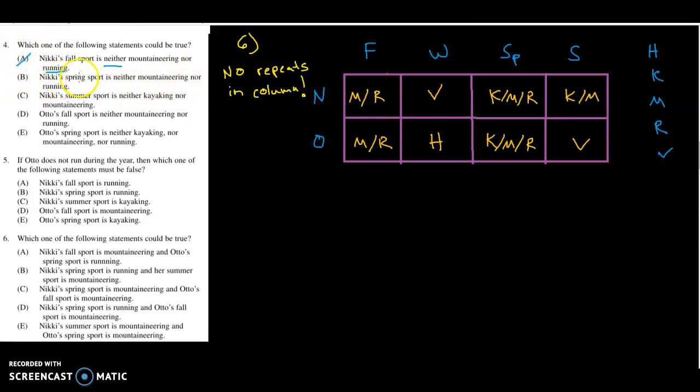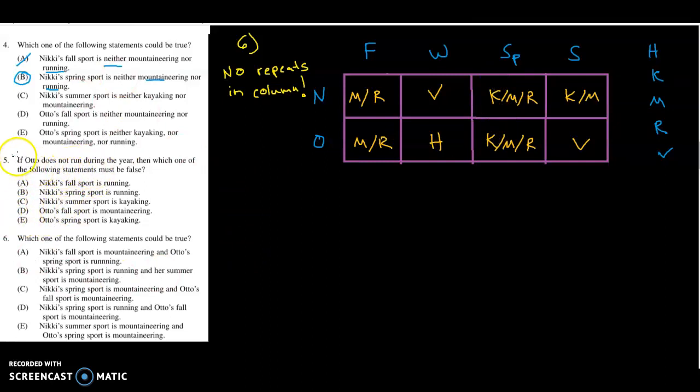What about B? Nikki's spring sport is neither mountaineering nor running. Is that possible, that we could do something different in the spring than mountaineering or running? Well, yeah, we could do kayaking. So there we go. We're done. That's the correct answer. It's possible that she doesn't play M or R in the spring, because we have another option. It could have been kayaking. So that's correct. All right, let's look at the next one, 5.